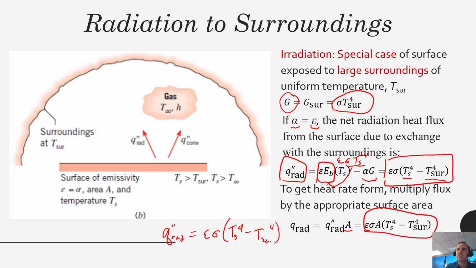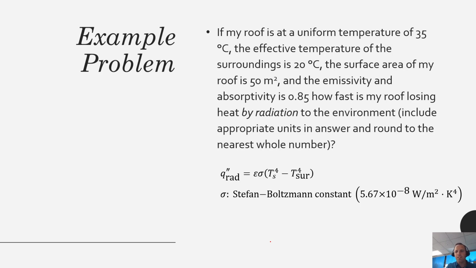And then just keep in mind that radiation will get a lot more complicated with the geometry of very complex systems and a lot of different things, especially when we take away these different black body assumptions. All right, so let's practice applying the Stefan-Boltzmann law to a very simple radiative heat transfer problem. This problem says, if my roof is at a uniform temperature of 35 degrees C, the effective temperature of the surroundings is 20 degrees C, and the surface area of my roof is 50 meters squared, the emissivity and absorptivity of the surface, the roof, is 0.85, how fast is my roof losing heat by radiation to the environment?